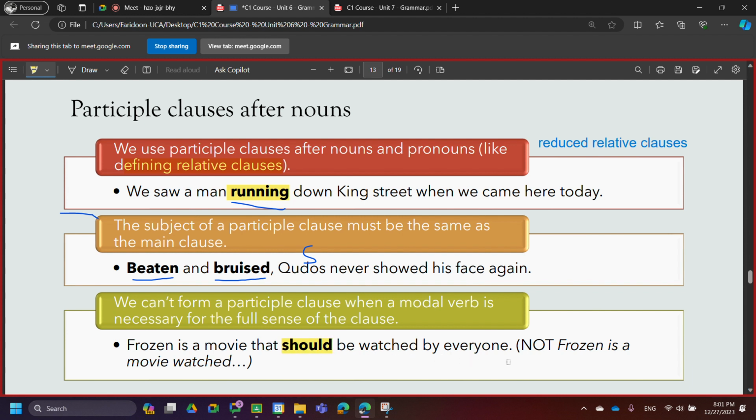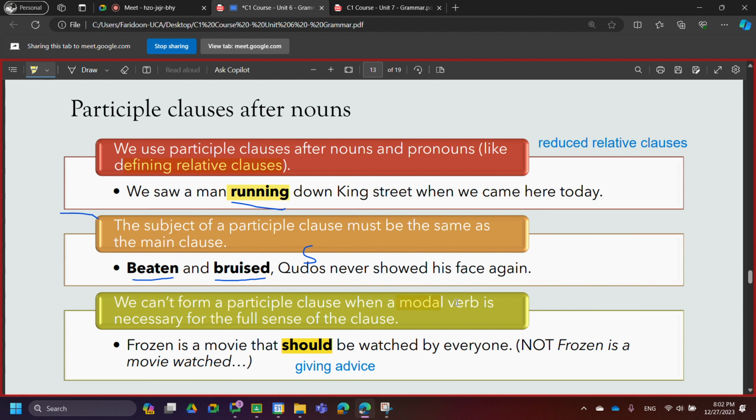If we change it like this and say Frozen is a movie watched by everyone, it means that everyone is watching it. So it's done. But in here, this should is giving us the meaning that it's not watched by everyone, but it's a good idea if everyone watches it. Okay, so should is like giving advice, right? So it's saying, no one is watching it, or maybe not everyone is watching it, but if they watch it, it's good. So this is the meaning that should has.